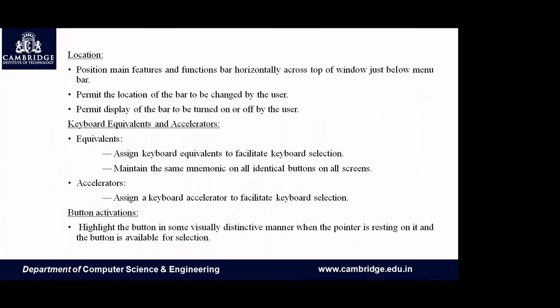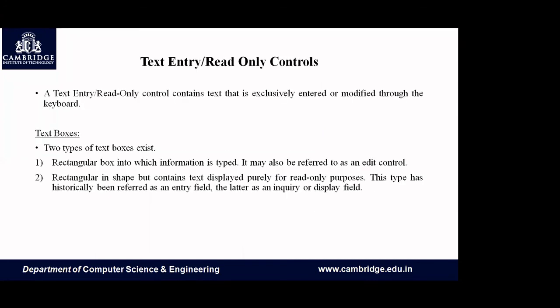The location of the toolbars should be a function bar horizontally across the top of the window. You can see there will be task bars either at the top of the window or below the window. It permits the location of the bar to be changed by the user also, and the display of the bar to be turned off or on. Next, keyboard equivalents and accelerators we have already discussed, right? Now, what is the next kind of control?